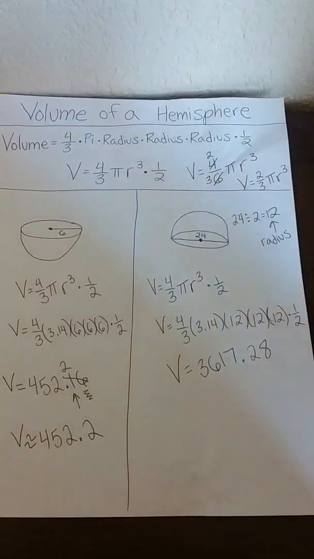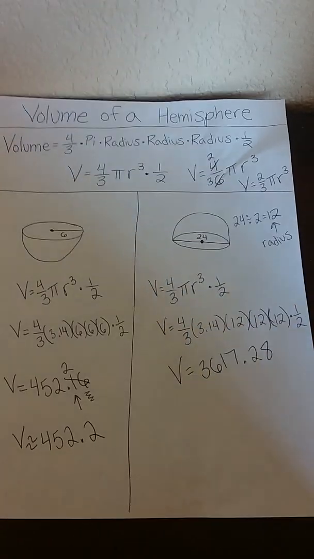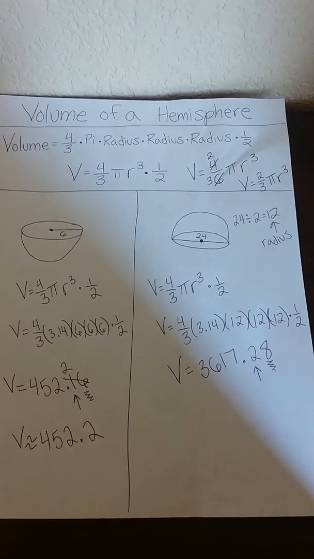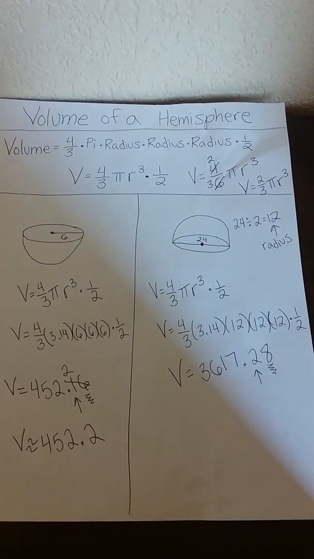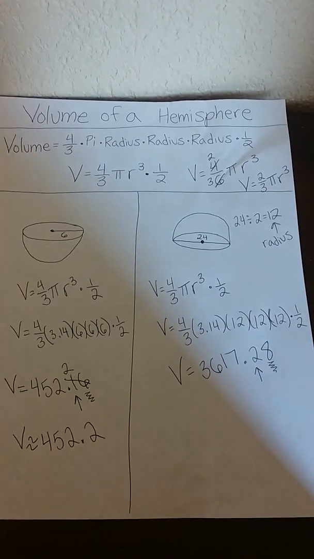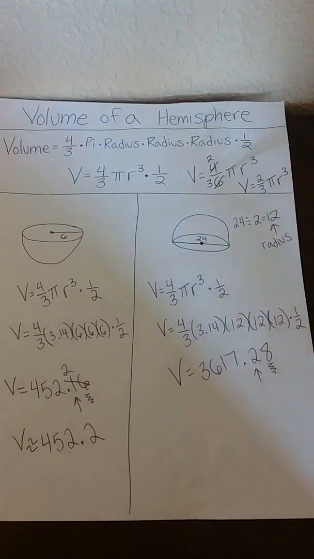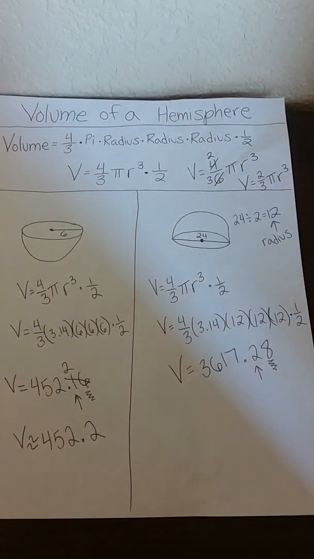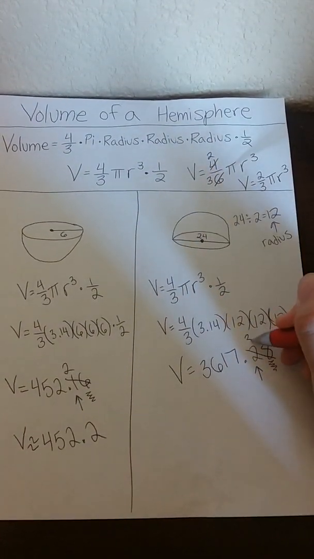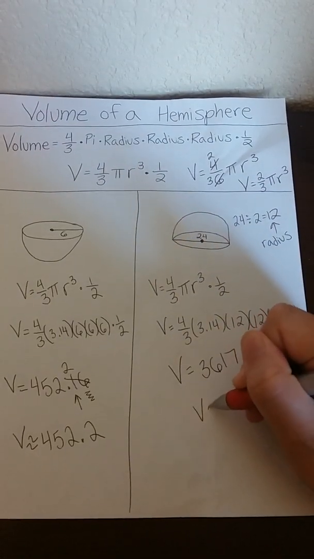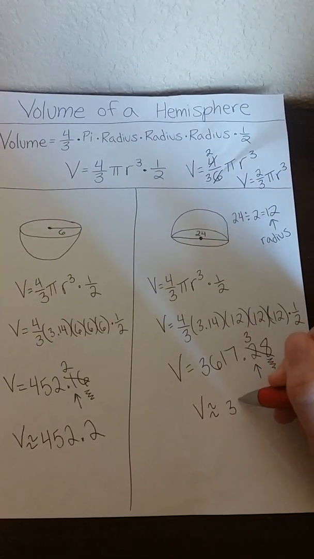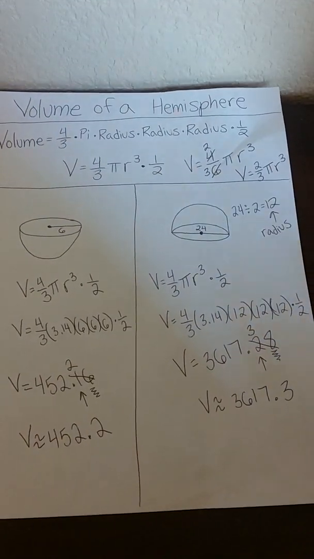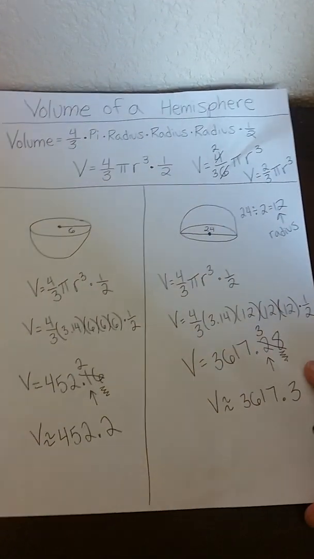3,617.28. One of the things I'm grading you on is, can you round to the tenths place? This is the tenths place. You look here and see, is that more than 5 or less than 5? 5 or more, you go ahead and make this number higher. 4 or less, you leave it the same. It is 8, which is more than 5. So I'm going to make this into a 3. So my volume is going to be about 3,617.3, and that would be the answer that I would put inside the homework box.